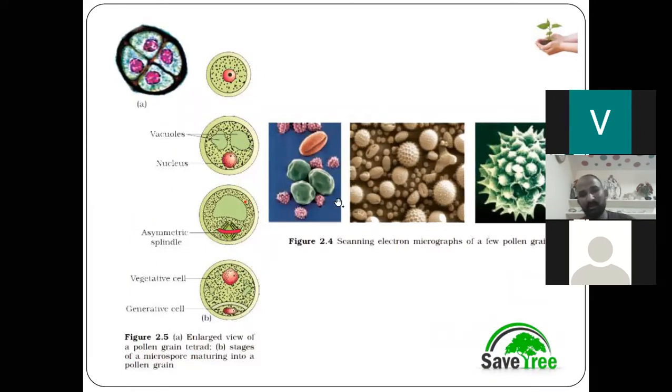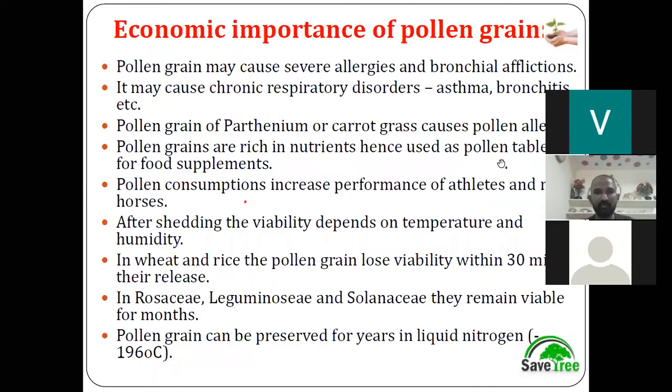These are different scanning electron microscopic pictures of pollen grains. They are different in structure depending upon the species. Just see here, all the pollen grains are beautiful. Now coming to it, as I already told you, some are very important, having different kinds of economic importance. Some also cause severe allergies and bronchial infections, or respiratory disorders like asthma and bronchitis, etc.